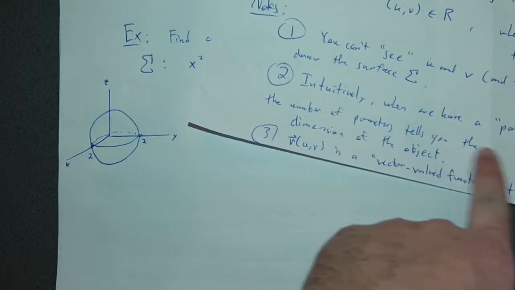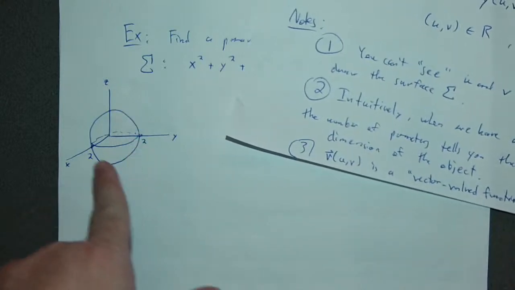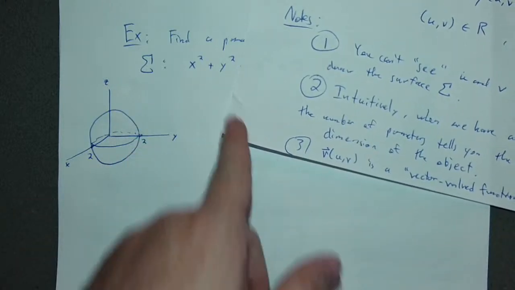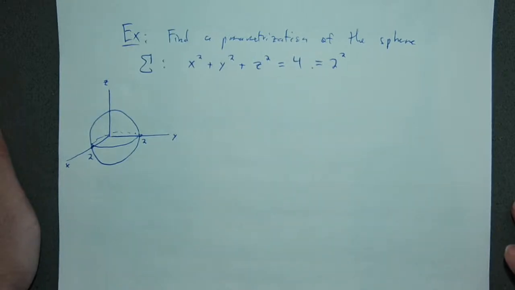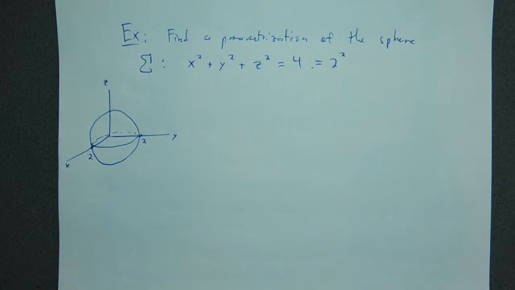Intuitively, when I have a parametric object, like I want to parameterize this sphere, the number of parameters tells you the dimension of the object. Well, a sphere has how many dimensions? It's two-dimensional. So I know that whatever description I come up with, I'm going to have two parameters. So you see a sphere. What is the best way to describe a sphere? Well, what about spherical coordinates? That's our first idea here.